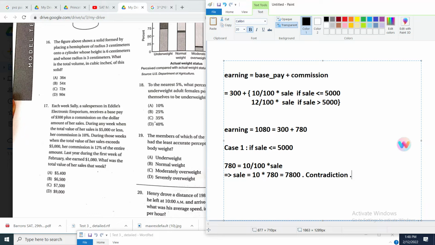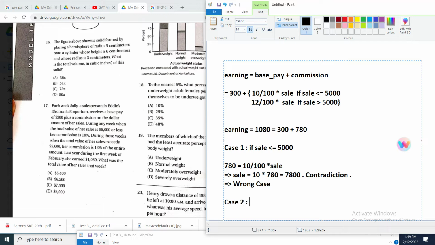So we're not gonna calculate this case. It's the wrong case. Okay, so we have to come to case number 2.